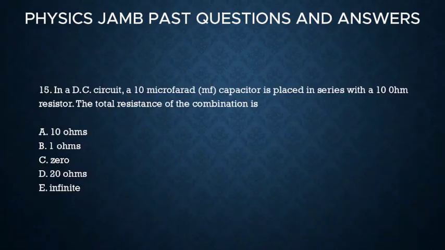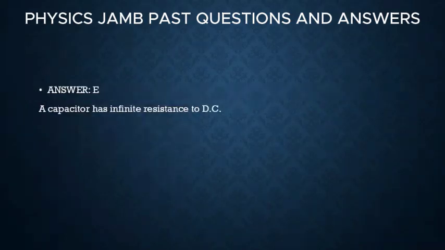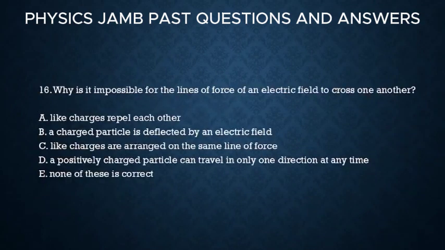Question number 15. In a DC circuit, a 10 microfarad capacitor is placed in series with a 10 ohms resistor. The total resistance of the combination is A. 10 ohms, B. 1 ohm, C. 0, D. 20 ohms, E. infinite. The answer is E, which is infinite. A capacitor has infinite resistance to DC. That's direct current.